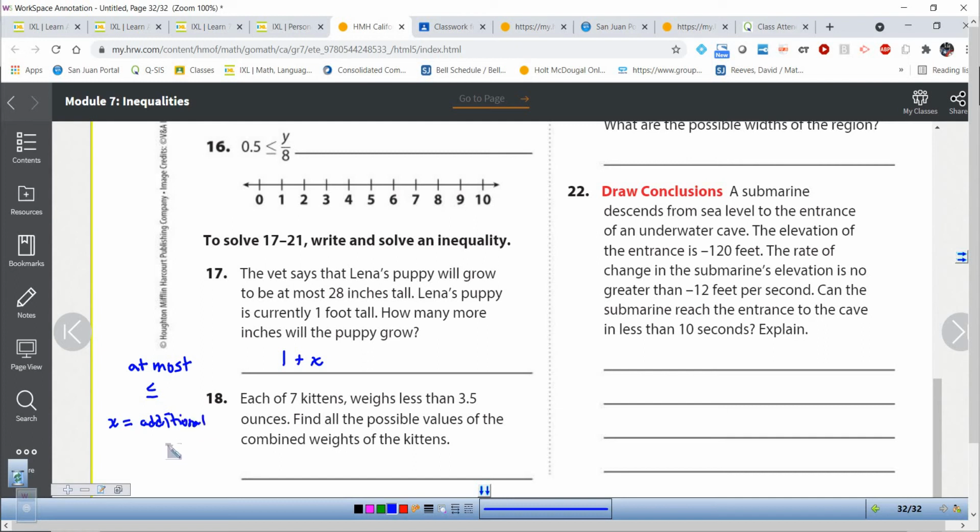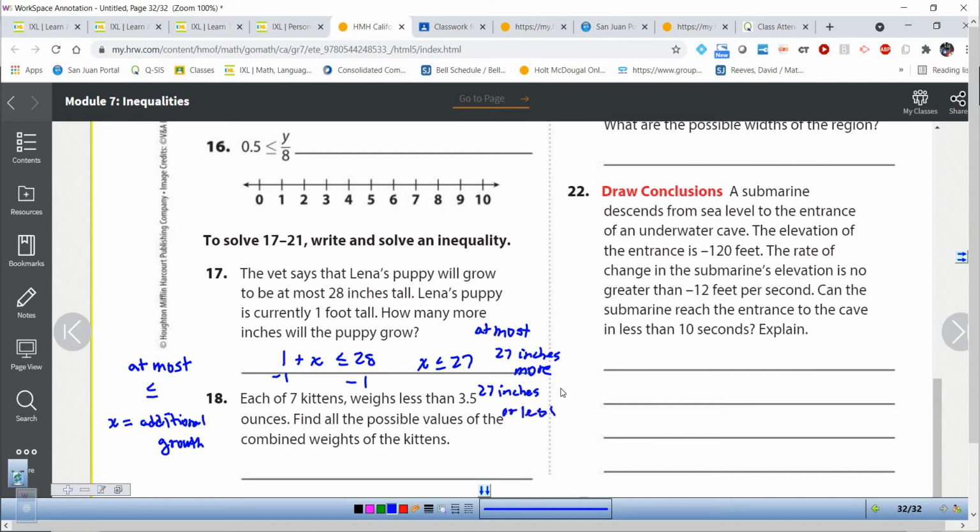Okay, X is going to be the additional growth. So 1 plus X is less than or equal to 28. If I take away that 1, I get X is less than or equal to 27. So how many more inches will the puppy grow? Well, it will grow at most 27 inches more, right? Or we could say 27 inches or less.